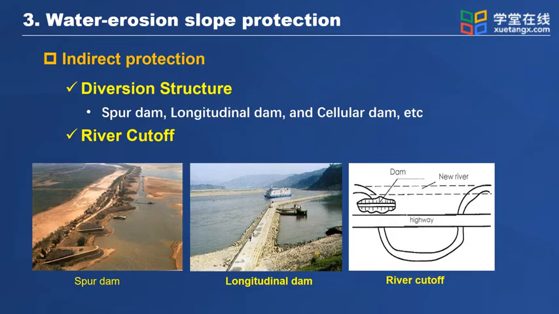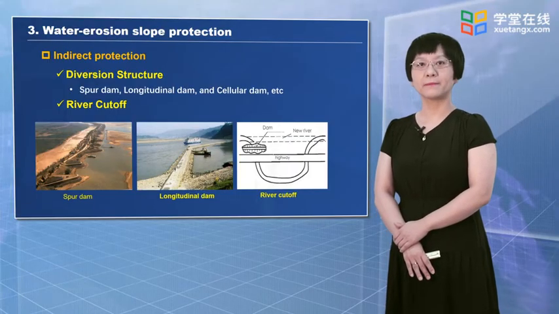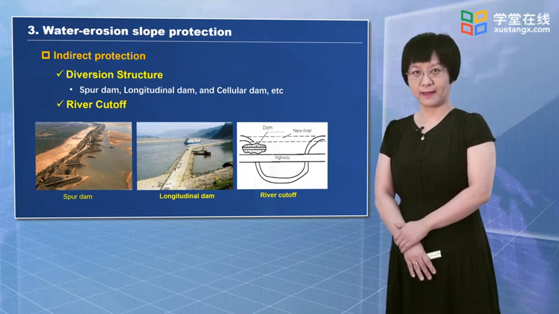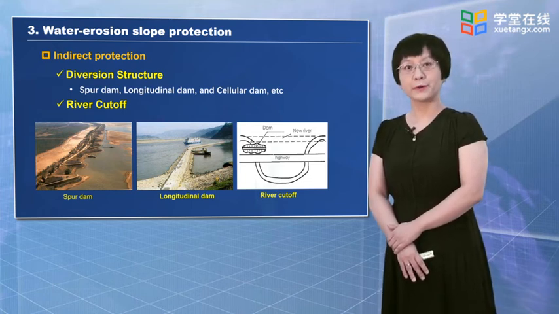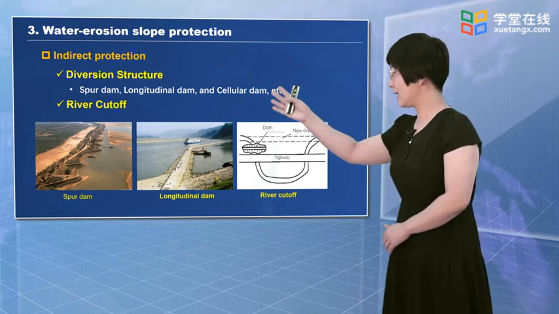The other kind of indirect protection is the river cut-off. At the bend of local river channel, in order to avoid multiple crossing of the river and increase the number of workers, river cut-off should be carried out, just like this one.